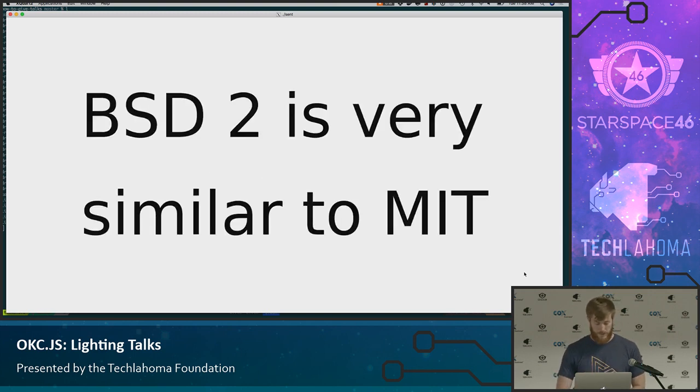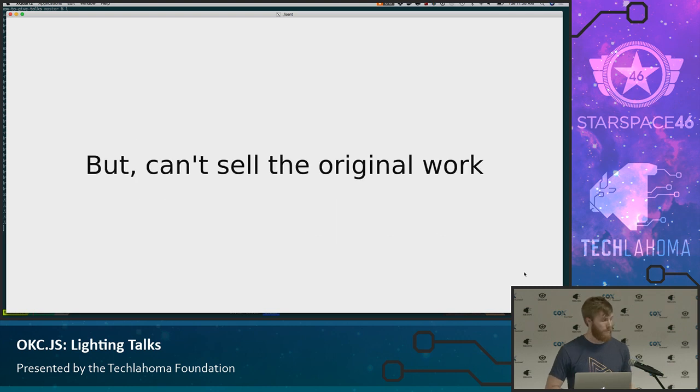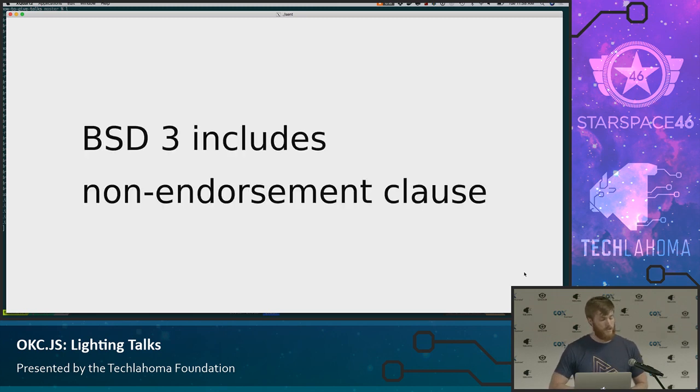So BSD2 is very similar to the MIT license, except you can't sell a product. If something is licensed as BSD2 and I take that product as is, I can't sell it. That's not in the license agreement. Otherwise, it's very similar. There are minute differences, but nothing enough to bring up.